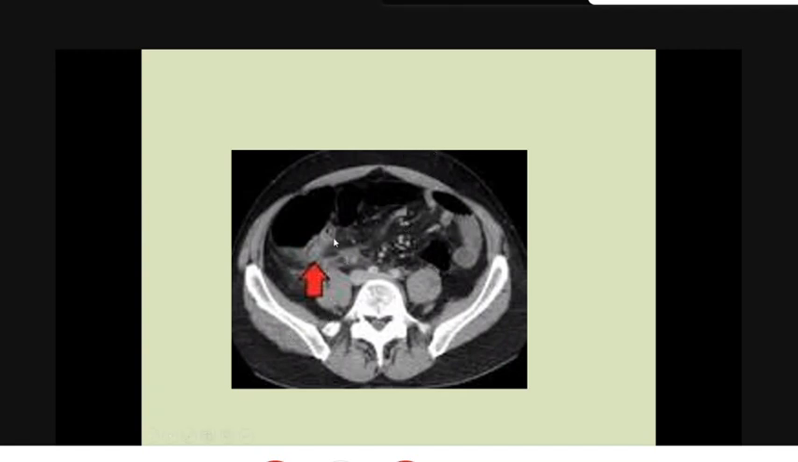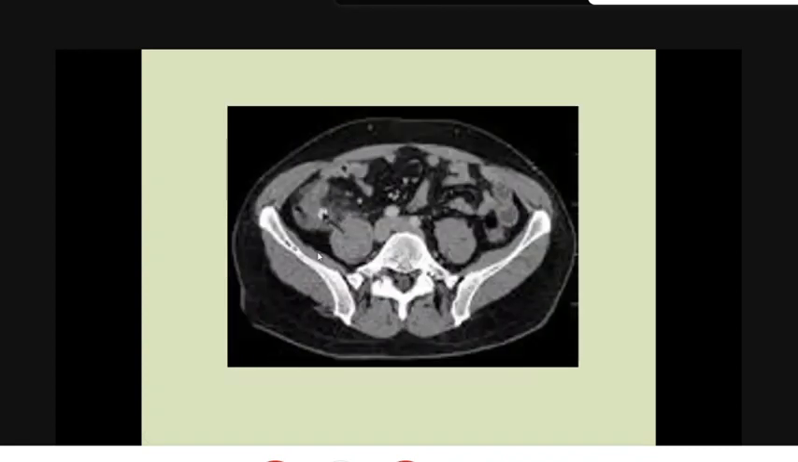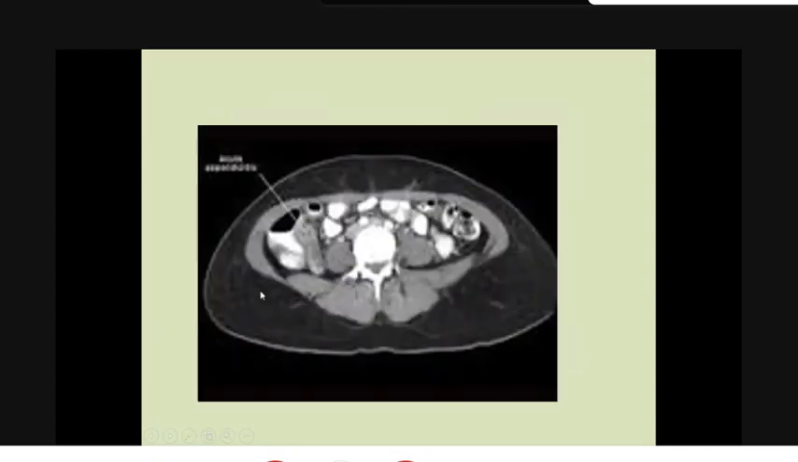A blind ending tubular structure, thick wall with a diameter greater than 7 millimeter, presence of appendicolith, surrounding inflammatory changes, edema of the cecal pole كلها نقدر نشوفها بالCT scan. You can see this is the appendicolith seen within a dilated appendix. Also, you can see this is a blind ending tubular structure, thick wall with diameter greater than 7 millimeter seen in CT scan.